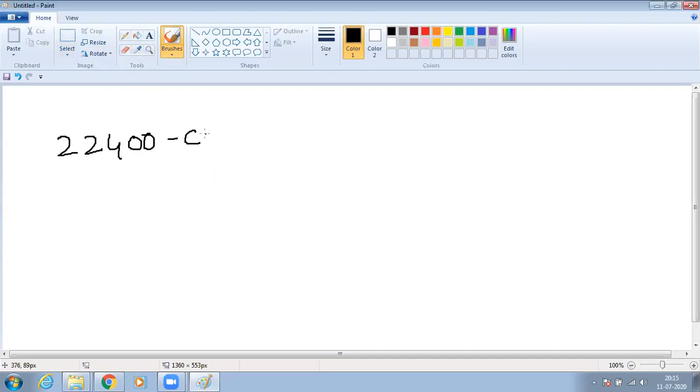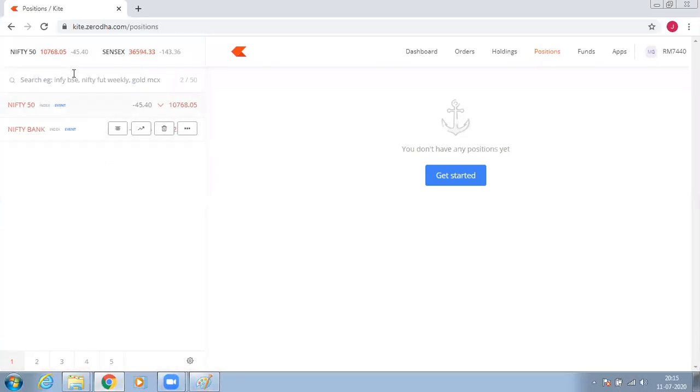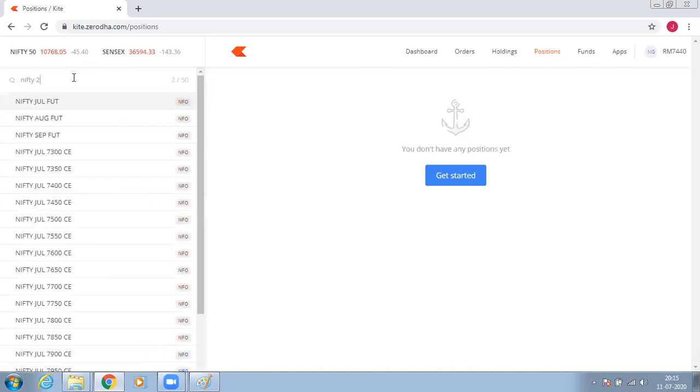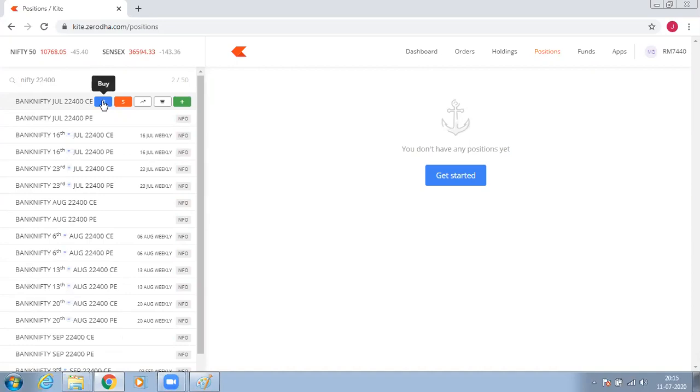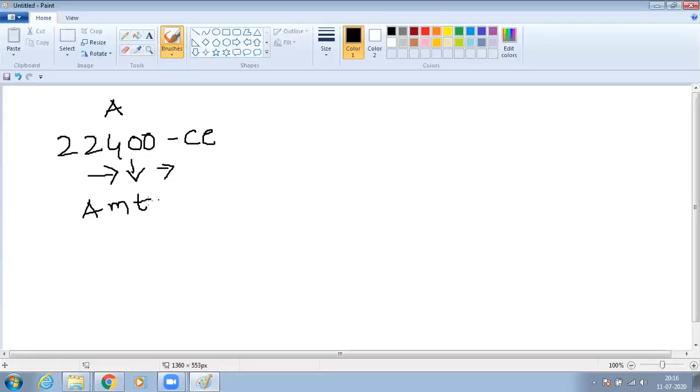He wants to buy 22,400 CE. To buy this, how much amount is required? For that we have to check in Zerodha, search this strike price for the monthly expiry and check the amount it shows adjacent to the strike price. I am discussing the monthly expiry option in this video. Select this. The value it is showing here, 780, this is called the premium.